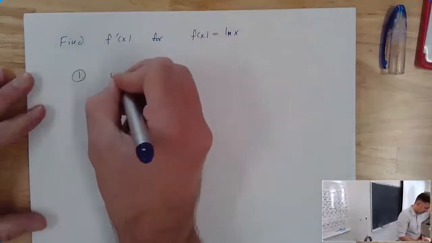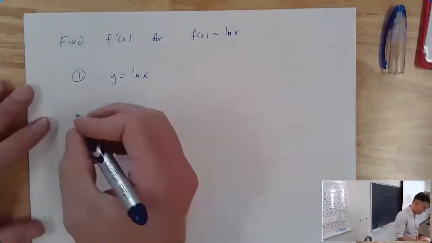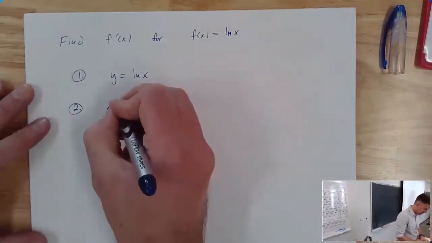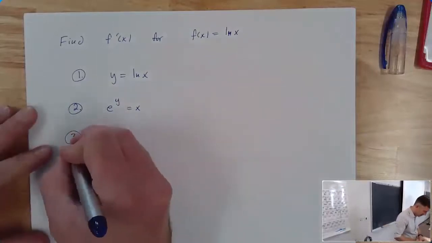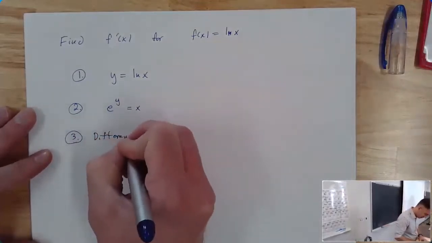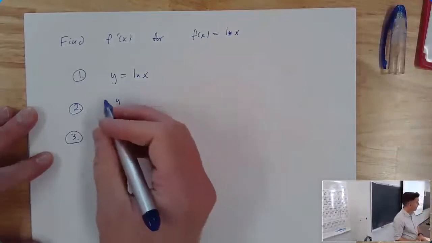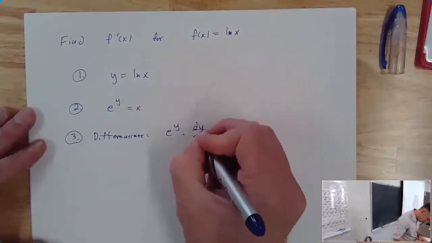Start with y equal to the natural log of x, and then rewrite it as an exponential equation. So instead of y equal to the natural log of x, we can have e to the y equal to x. That's the same thing. And now we can use implicit differentiation to differentiate both sides. So we're going to differentiate. And what's the derivative of e to the stuff? It's e to the stuff times the derivative of the stuff.